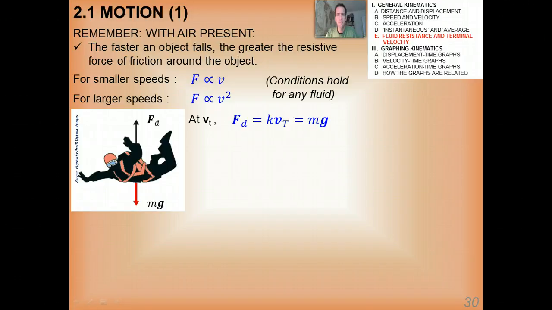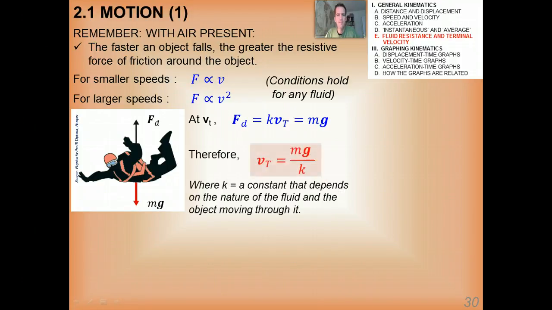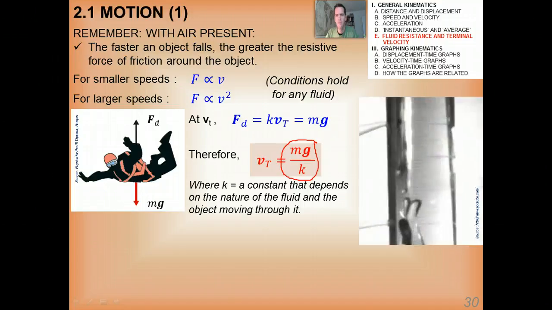So F sub d equals k v sub t equals mg. If you solve this for v sub t, you get that mg over k equals the terminal velocity, where k is a constant that depends on the nature of the fluid and the object moving through it. So we'll do this in class.